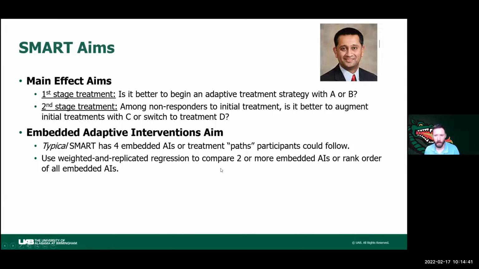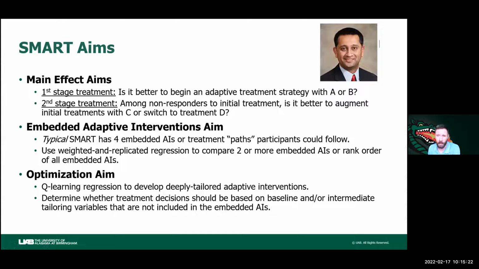The second aim is called the embedded adaptive interventions aim. And this is the point where things start to become a little bit more conceptually complicated, right? So a typical SMART will have 4 embedded adaptive interventions, or AIs, as I'll call them throughout a lot of this talk. And those are essentially treatment paths that a participant could potentially follow. I'm going to walk you through these in a few slides to show you what each of those looks like. But in general, this uses a weighted and replicated regression to compare 2 or more of those embedded AIs, or you can rank the embedded AIs from being most to least effective.